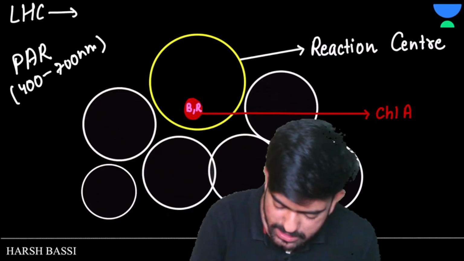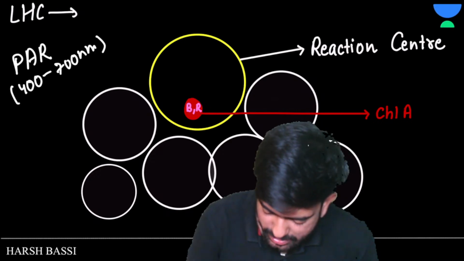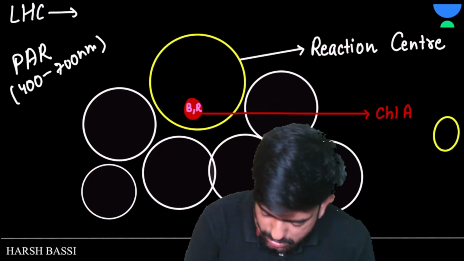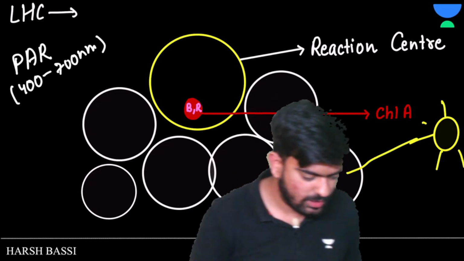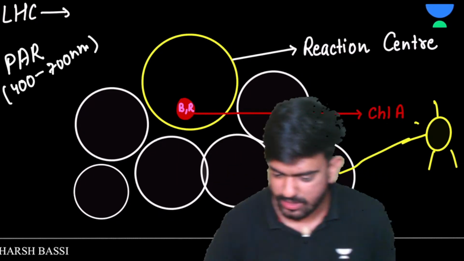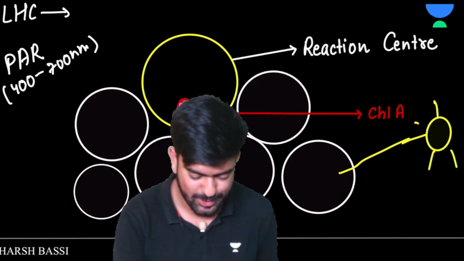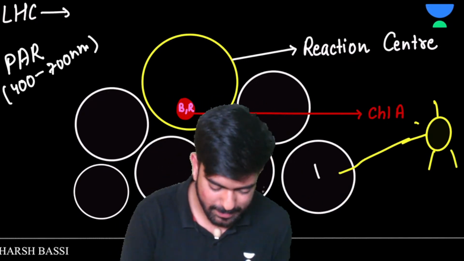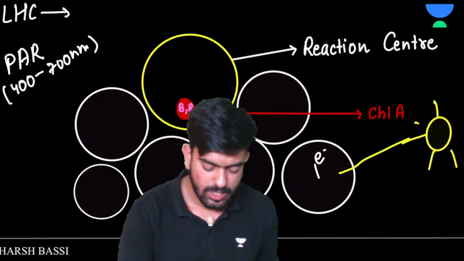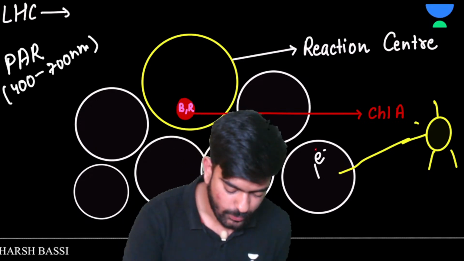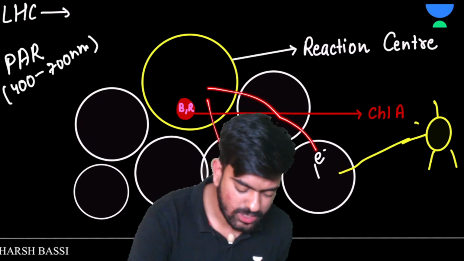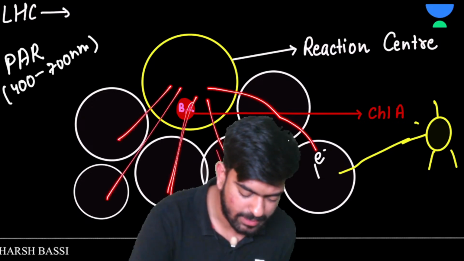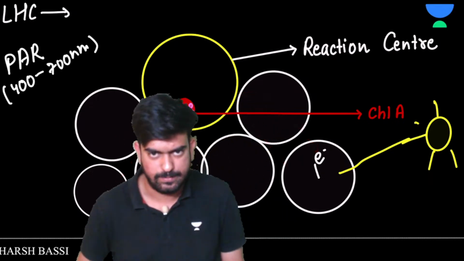So what is going to happen? See here. Let's suppose we'll draw a sun here. Okay, the light is coming, and this particular pigment's electron gets excited. Now, this electron went to this particular thing. So, all electrons are basically coming to this particular reaction center.